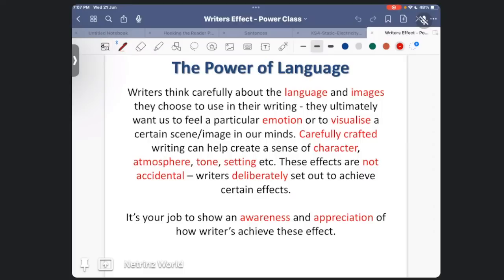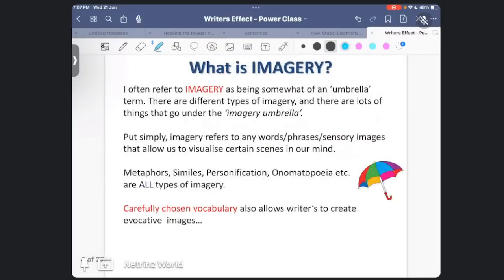Whenever you are addressing writer's effect, your job is to show awareness and appreciation of how writers achieve these effects. What effects? They are trying to describe more about character, atmosphere, tone, setting, etc. These effects are not accidental. Writers deliberately set out to achieve certain effects, and you need to present your awareness and appreciation of what exactly the writer is trying to present.